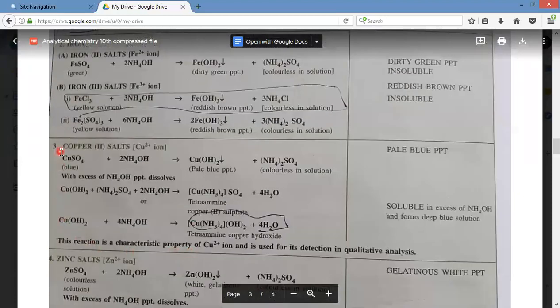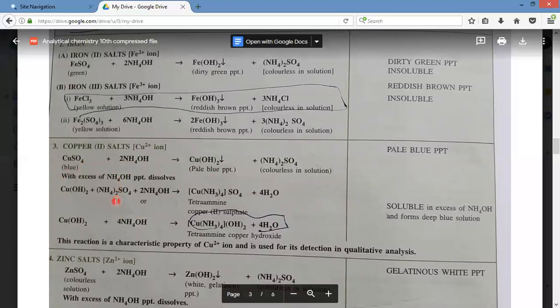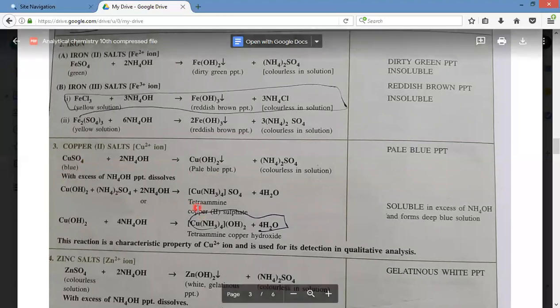Copper salt, which has the blue coloration, when treated with ammonium hydroxide gives a pale blue precipitate and a colorless solution of ammonium sulfate. In excess, it gives the pale blue precipitate. When we take excess ammonium hydroxide in the total solution, then it will form tetraamine.